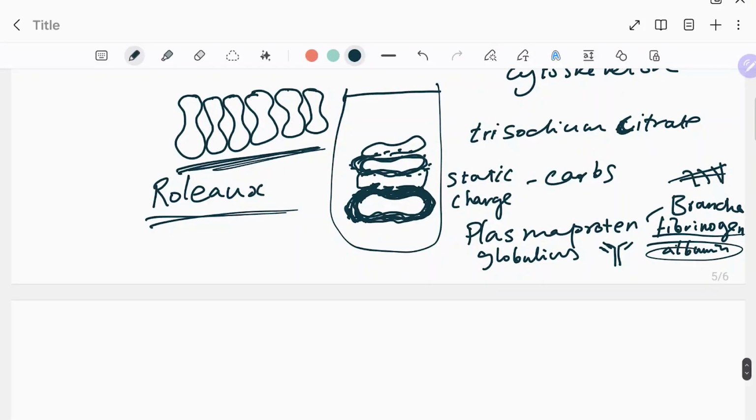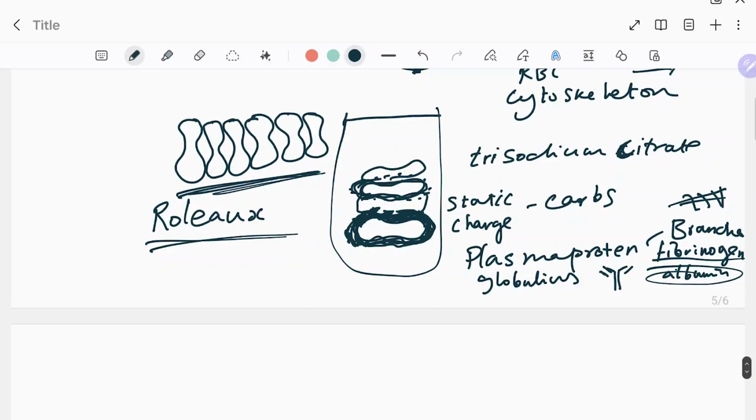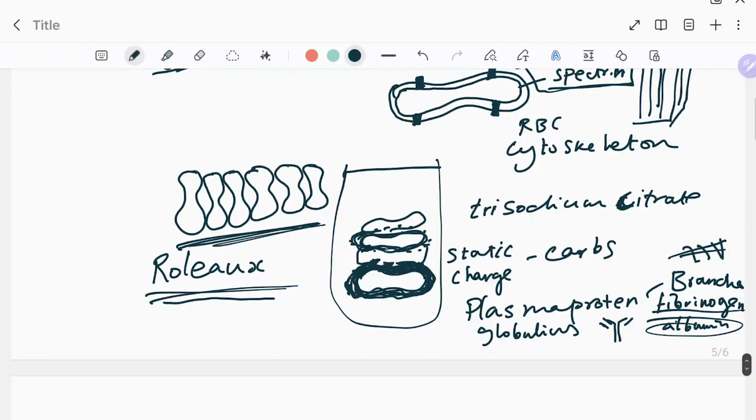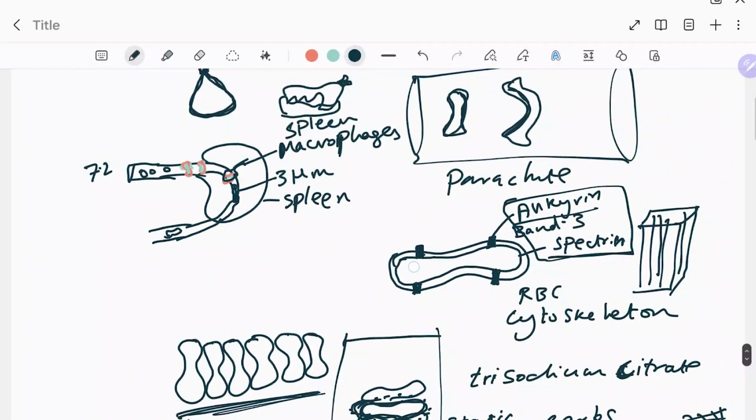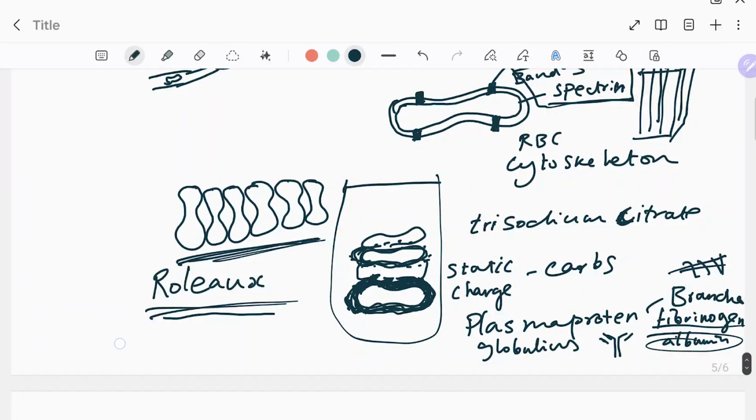These branched chain proteins are the ones that are going to cover these static charges on the cell membrane and make the cells stack on top of each other, giving you the rouleaux formation. By the way, the negative static charge, if you are really interested, is known as the zeta potential, Z-E-T-A, zeta potential. This negative static charge that you see over here is from the carbohydrates, don't forget, and they repel the cells, but with these plasma proteins they are going to stack on top of each other.